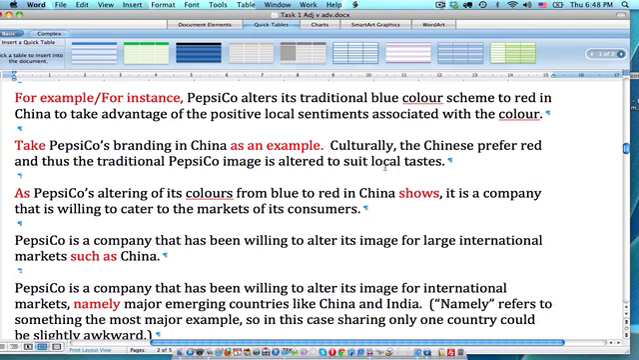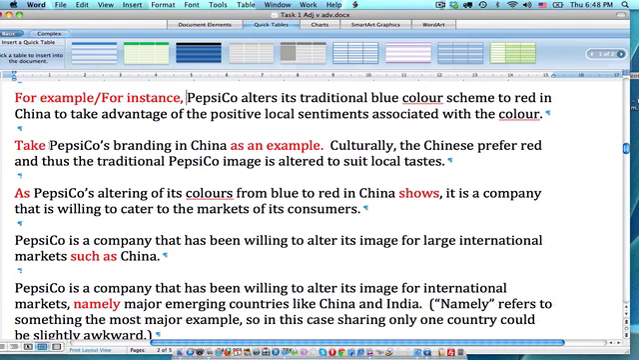So firstly, for example, for instance, PepsiCo alters its traditional blue color scheme to red in China to take advantage of the positive local sentiments associated with the color. Okay, so as far as today is concerned, we're more interested in the areas that you see in red.